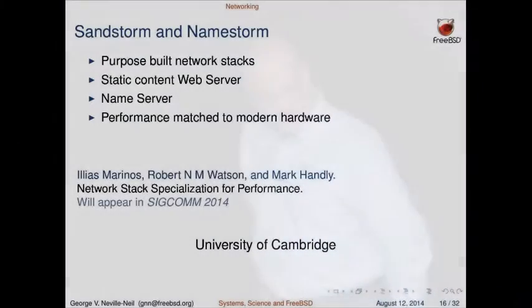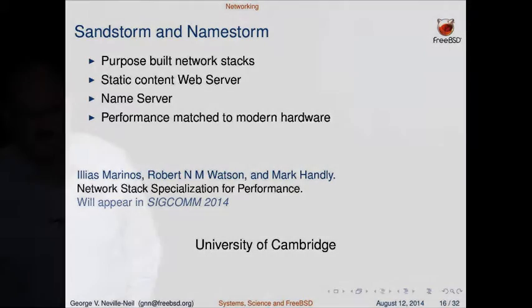That's what we're going to talk about now. So some very recent work, so recent that it will appear in about a week at SIGCOMM, by Ilias Marinos, Robert Watson, and Mark Handley, took the NetMap system and they thought, well, what can we build on top of this that would show how fast commodity hardware and software can actually run? And so they built Sandstorm and Namestorm. Sandstorm is a static content web server. Namestorm is a name server. They both sit on top of NetMap.